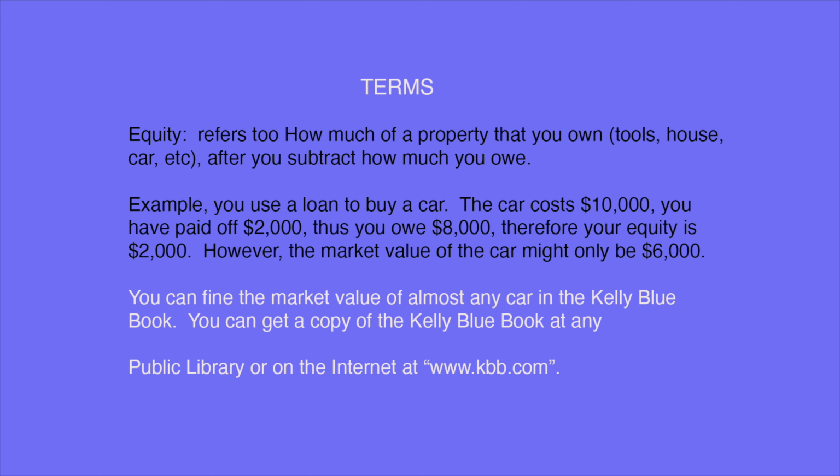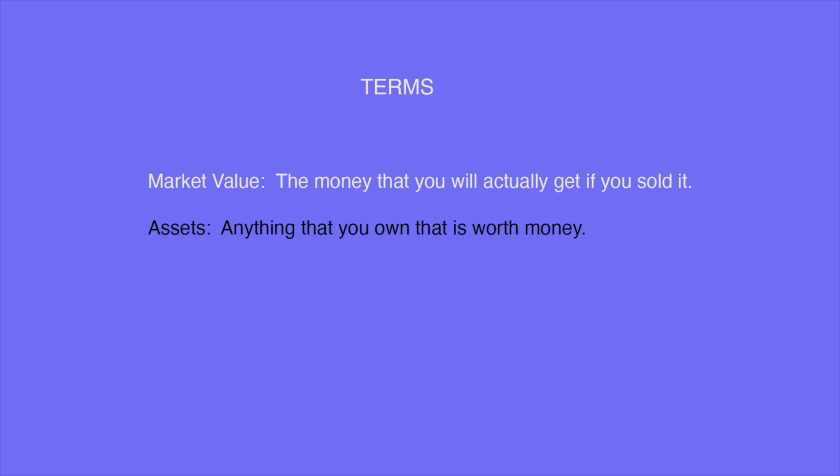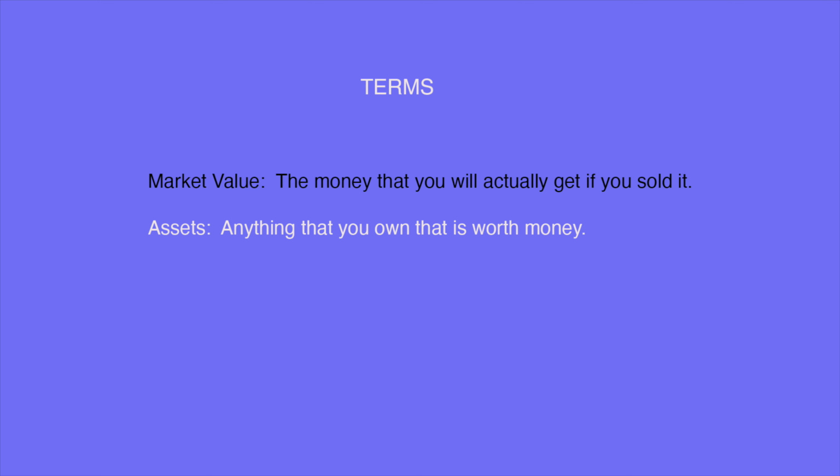You could find the market value of almost any car in the Kelley Blue Book. You can get a copy of the Kelley Blue Book at any public library or on the internet at www.kbb.com. Market value is the money that you will actually get if you sold it. Assets are anything that you own that is worth money.